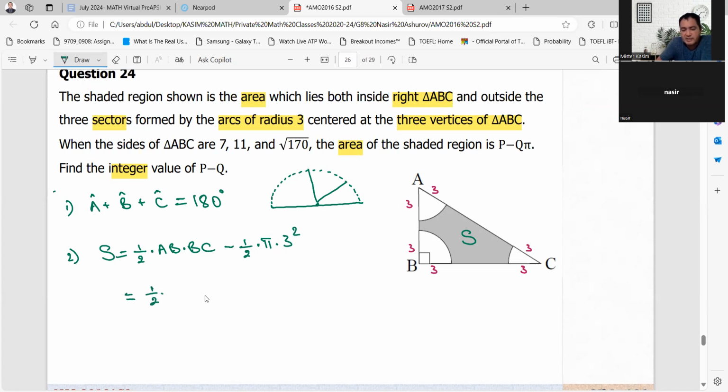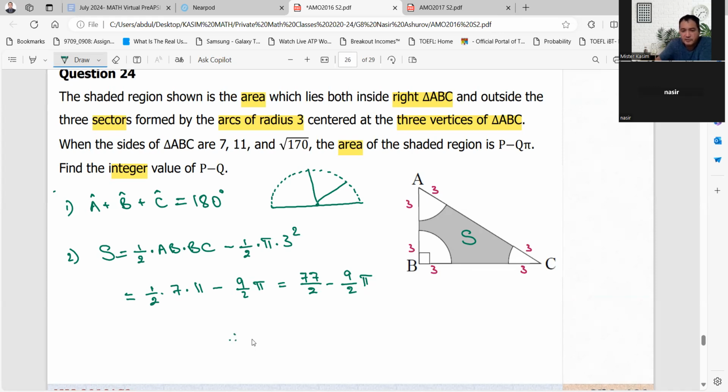1 over 2. What is AB? AB is 7. BC is 11, right? Minus, and here we have 9 over 2 pi. Or let me just simplify this. That is 77 over 2 minus 9 over 2 pi, right? So it is P minus Q pi.